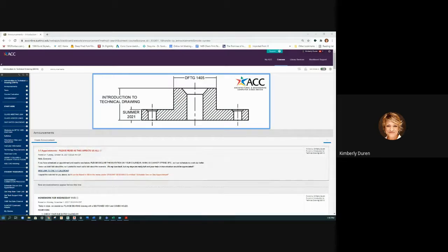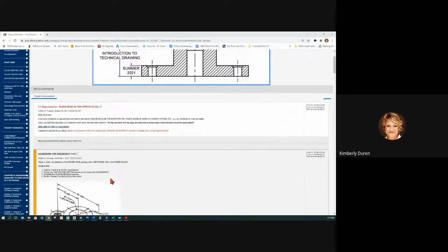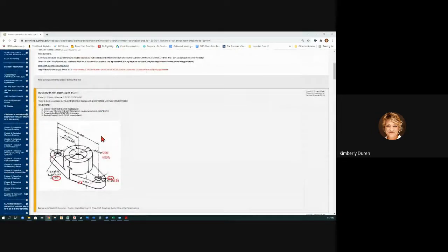All right, welcome everyone. This is the, what is this, the third of November, not rushing things, but this is the third of November. And I should have looked at the homework. Your homework for today, from last time, was to try and get this flange bearing done.